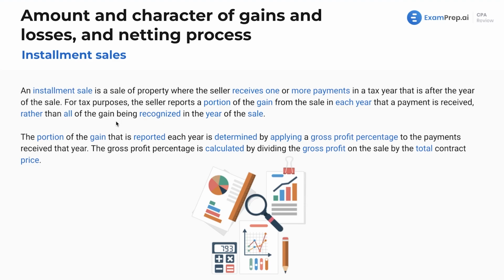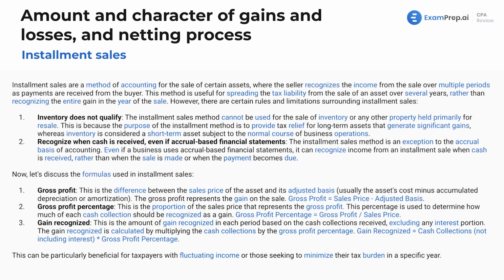unfair to the taxpayer. The portion of the gain that is reported each year is determined by applying a gross profit percentage to the payments received that year. The gross profit percentage is calculated by dividing the gross profit on the sale by the total contract price, and we'll see some examples of how this works. All right, diving into this much further before we get into some examples.